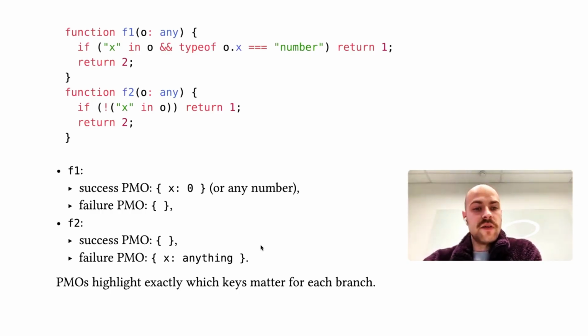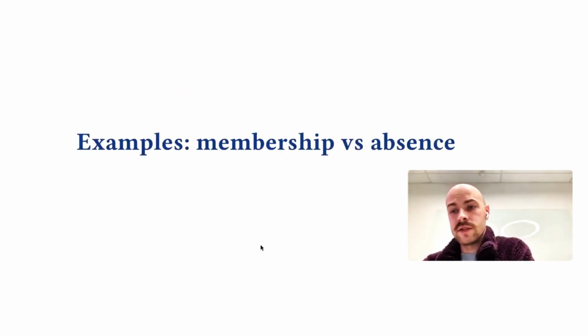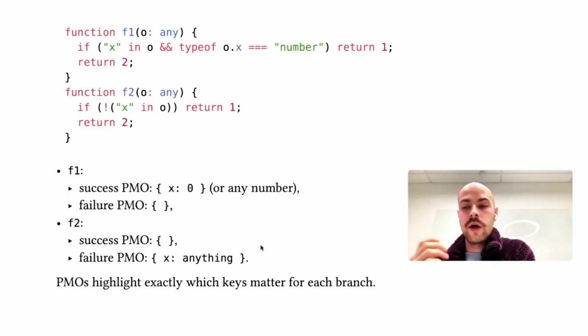In opposite, in F2, we have a path that specifies that X should not be in O, and this is an empty object. And for the second one, we can see that it's X of type anything. So it can be everything, and symbolic execution understands that we don't have any limitations for its type. So PMO highlights exactly which keys matter for each branch. It makes it easier for programmers to understand what they need to look at in a particular test.